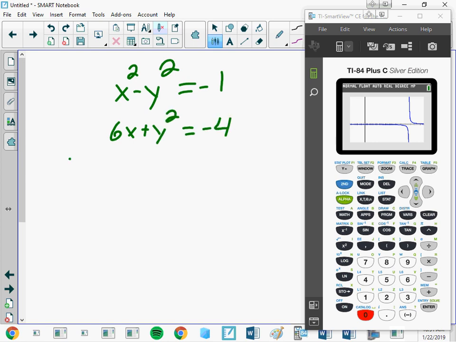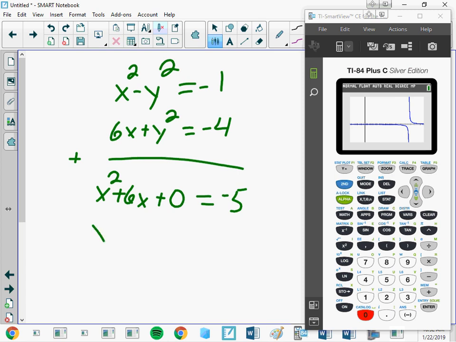I'm going to use elimination here. I'm going to add those together. So I get x squared plus 6x plus 0 equals negative 5. Add the 5. So that's x plus 5 and x plus 1.